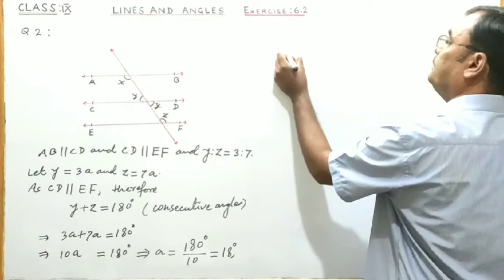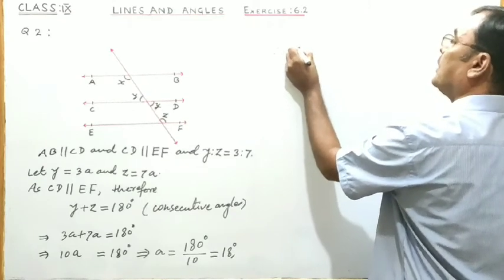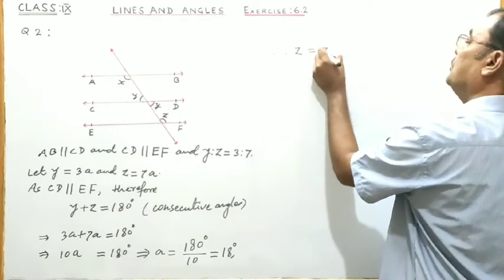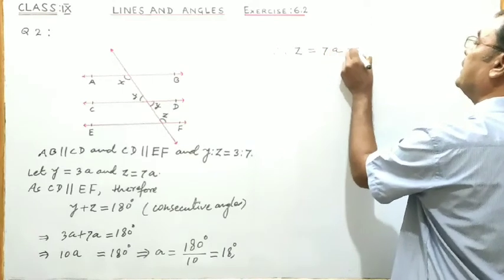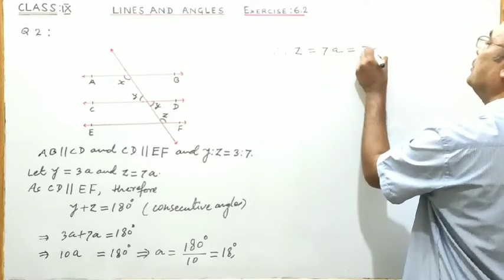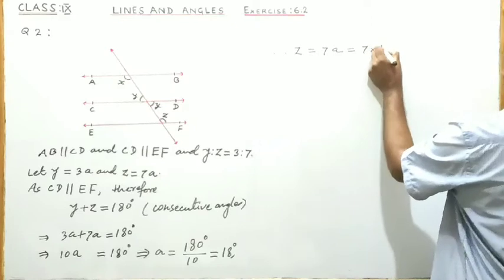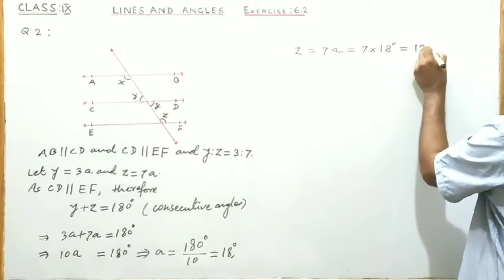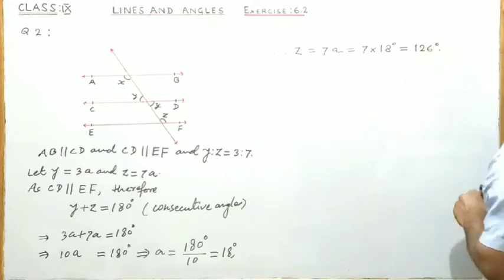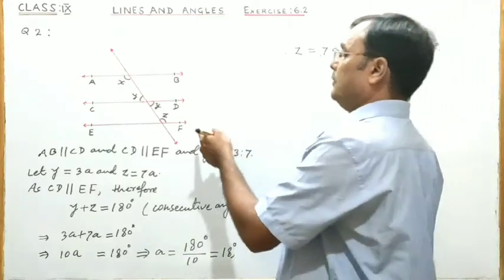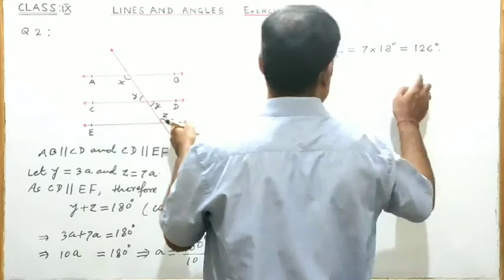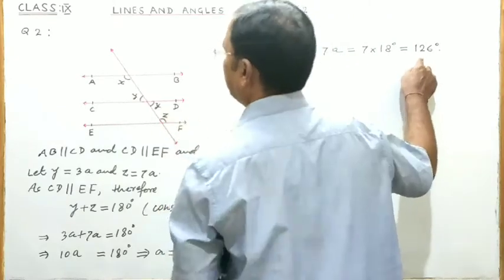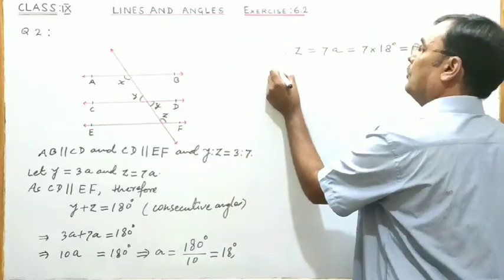Therefore Z is equal to 7A, which is equal to 7 into 18 degrees is equal to 126 degrees. So value of Z we have got 126 degrees.